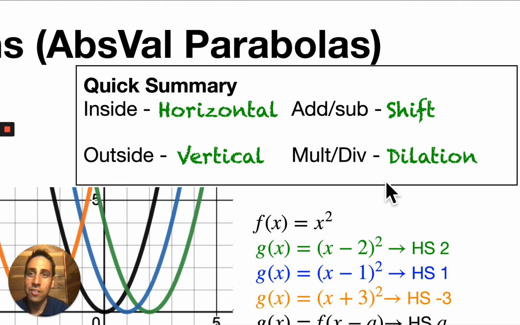All right, as a quick summary, if you see a number on the inside, it will affect it somehow horizontally. If you see a number on the outside, it'll affect it vertically. It's a vertical kind of transformation. Now, if that number is adding or subtracting, it's going to be a shift. And if you see it multiplying or dividing, it's going to be a dilation.